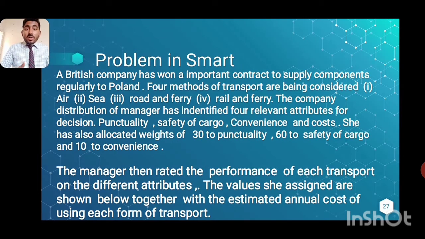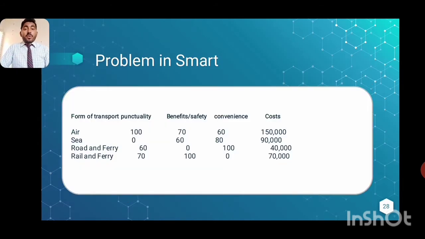She also allocated weights of 30 to punctuality, 60 to safety of cargo, and 10 to convenience. The manager then rated the performance of each form of transport on the different attributes. The values assigned are shown below together with the costs. This is a SMART problem.